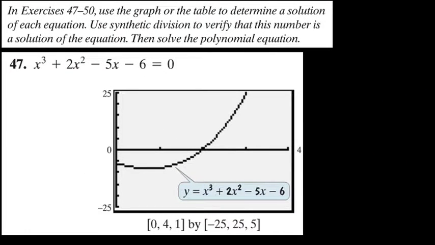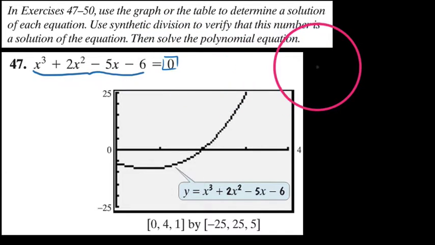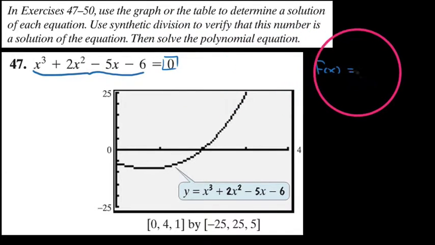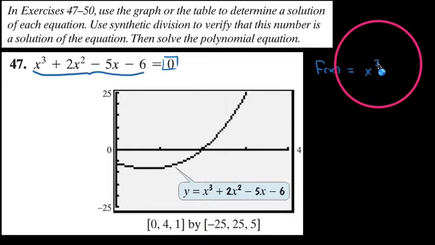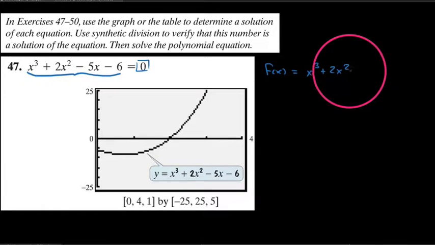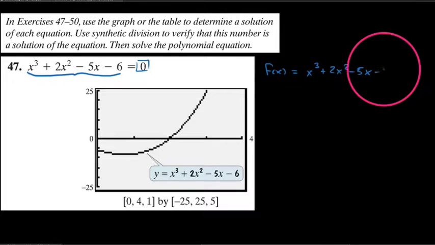Okay, here we are going to be taking a look at how we could use, say, a table or a graph to determine at least one solution of this equation that we see here. And what we see here is, as a matter of fact, some third degree polynomial, but notice that we've set it equal to 0. So typically we have f of x equal to the polynomial, which I'll actually write out here, x cubed plus 2x squared minus 5x minus 6.